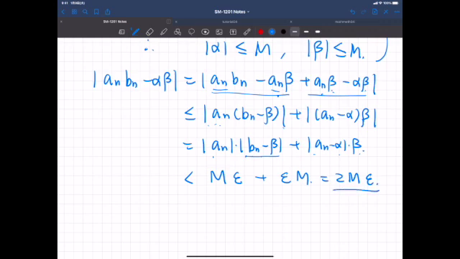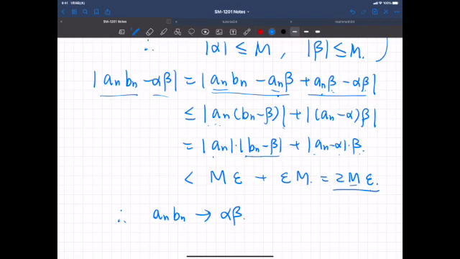Now epsilon can be any positive real number. This m is some fixed number, but epsilon can be any positive real number, so it can be very small. So this means this is equal to this. Therefore, an bn converges to alpha beta.